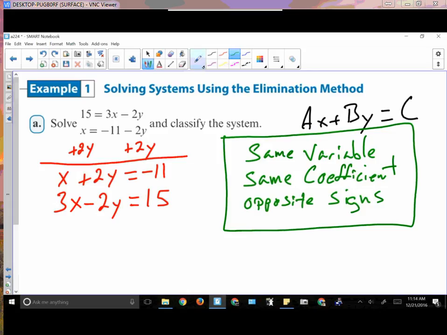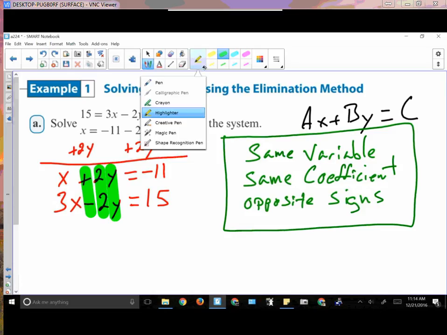So my next question for you guys is, do you see a variable that has the same coefficient and opposite signs? Now when I look at this, I got an x here and I got a 3x here. Same variable, but those aren't the same coefficient. If I look here at the y's, they have 2's that are the same. So I got the same variable with the same coefficient with opposite signs. Okay. So that's what I want to drive at.